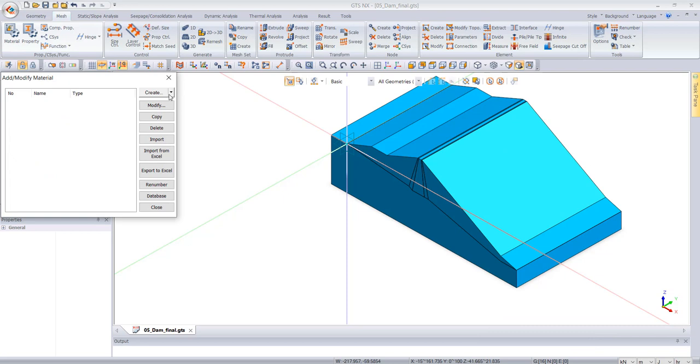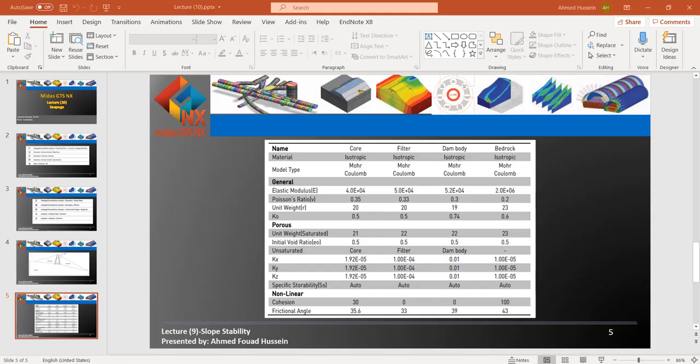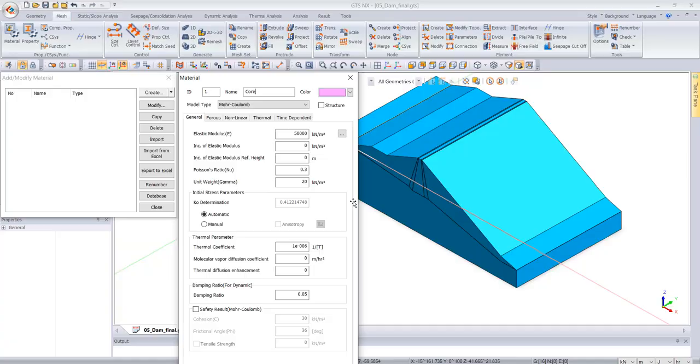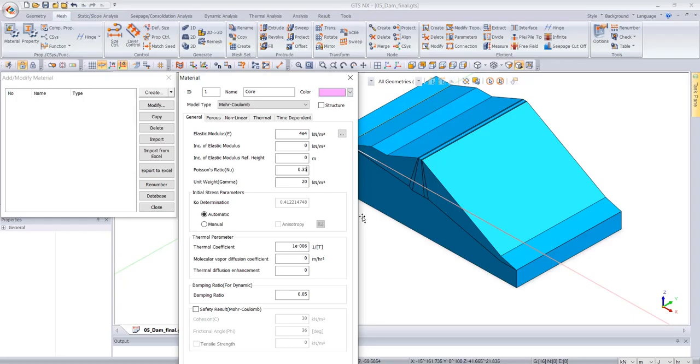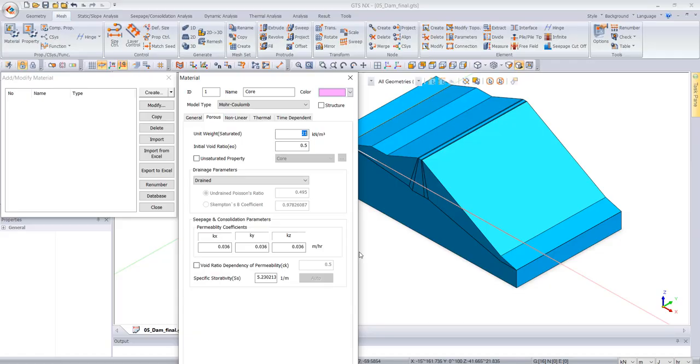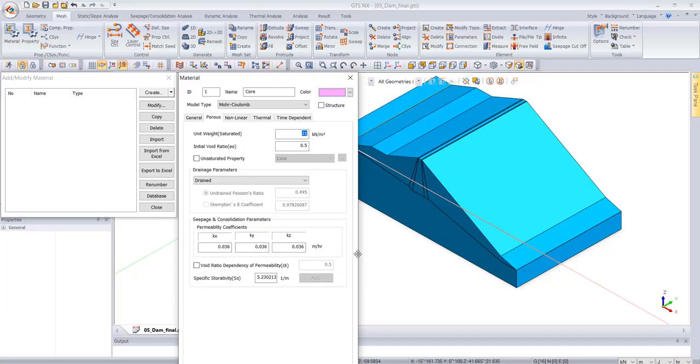So the first thing will be the core, and our material model is Mohr-Coulomb, and we're going to call it core. For the modulus of elasticity, I will go back to my presentation. For the core, it's going to be 4e4, and for the Poisson's ratio, it's going to be 0.35, and for the gamma it's 20, and the K0 is going to be 0.5. For the porous part here, it takes 21, and initial void ratio 0.5, and unsaturated property.